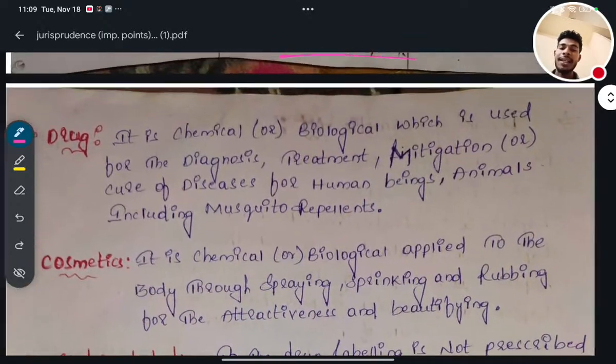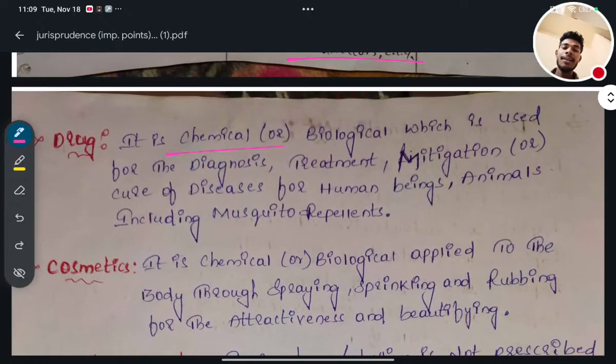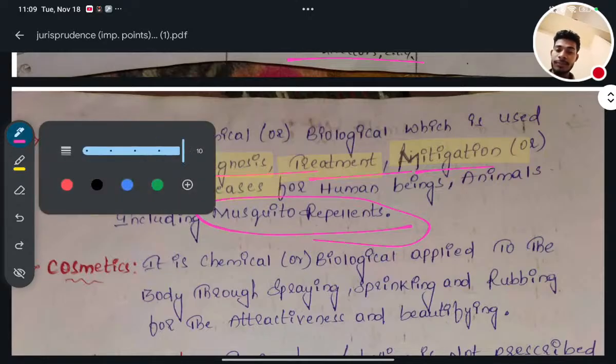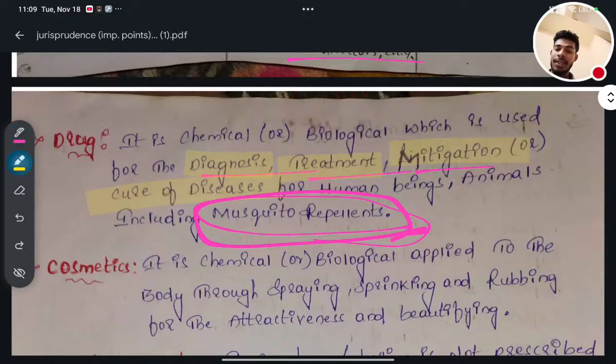Next we will see the definition of drug. It is a chemical or biological substance which is used for the diagnosis, treatment, mitigation, or cure of disease. You have to remember: diagnosis, treatment, mitigation, or cure of disease, for human beings and animals, including mosquito repellent. This is a very, very important word, including mosquito repellent.